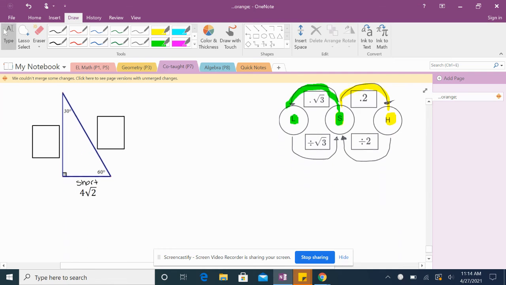Here we have the short leg, so I'm going to multiply by 2 to get the hypotenuse.